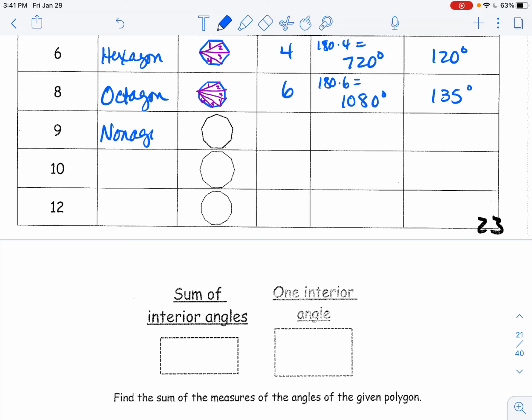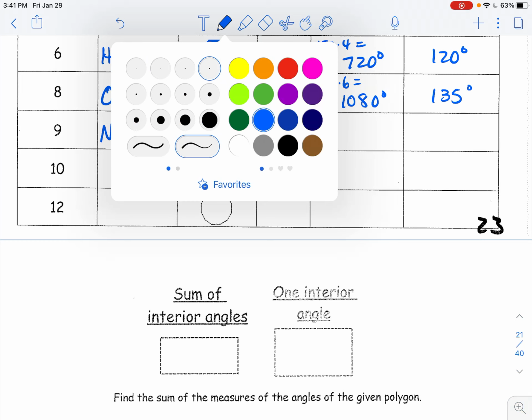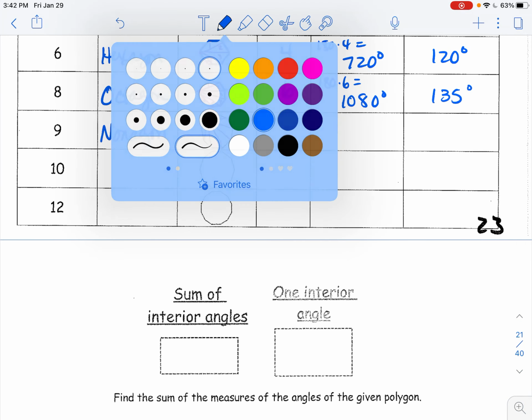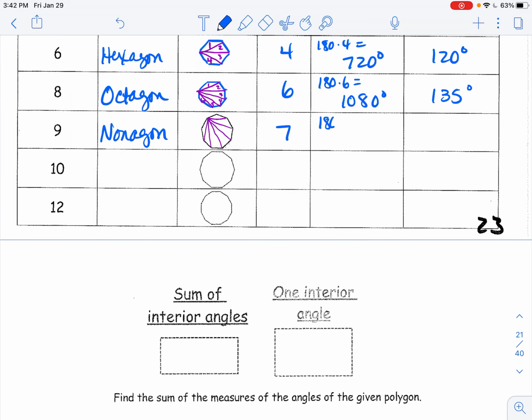Okay, this one's called a nonagon, a 9-sided polygon. All right, so luckily I don't have to draw this one, but I am going to connect the vertices. 1, 2, 3, 4, 5, 6. I'm going to have 7 triangles in there. I'm not going to try to squeeze those numbers in there. But 180 times 7 gives me 1260. Divide that by the 9 angles, and that gives me 140.